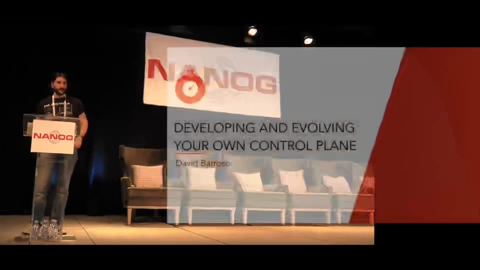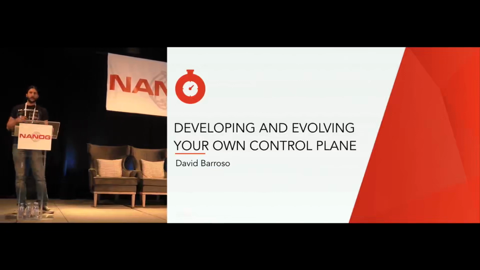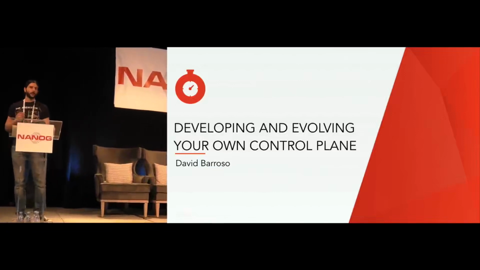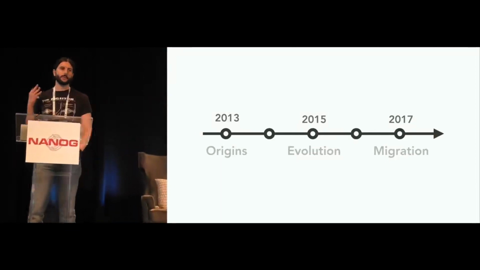Thank you. So my name is David Rosso. I'm a network systems engineer at Fastly, and now I'm going to be talking about developing and evolving your own control plane. So this talk is going to have three main parts.